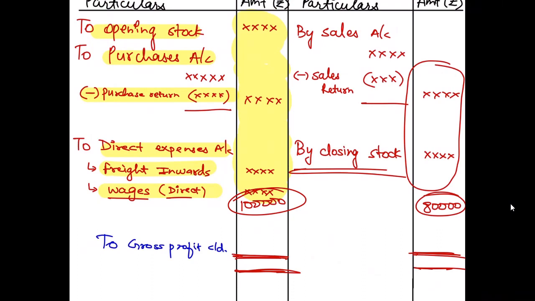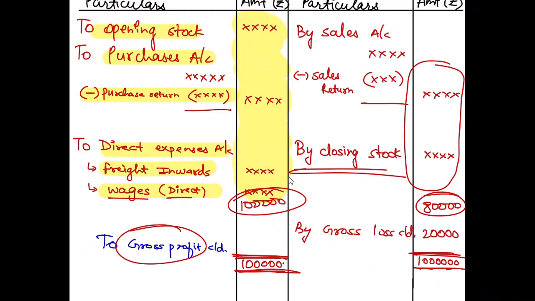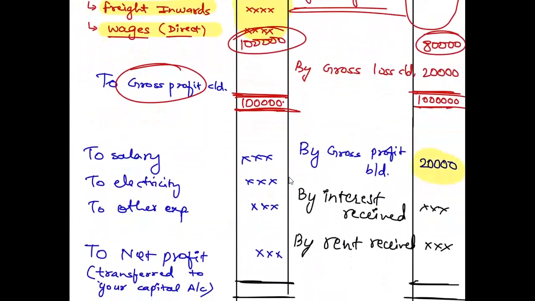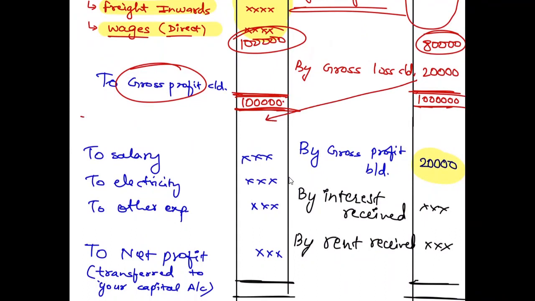But sir, you said that you will write the total, whichever is higher. So the total would be 1 lakh on both sides. And now the balance will come here. On the left side we had the gross profit; here we will have the gross loss, which will again be carried down and then transferred to your P&L. So here it would be to gross loss brought down. This is the case where we have a loss.